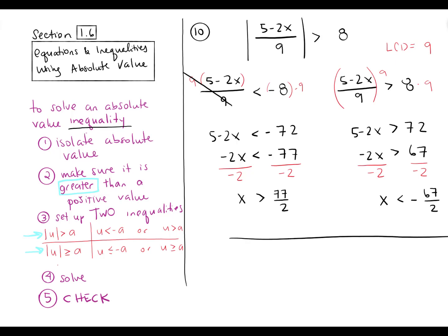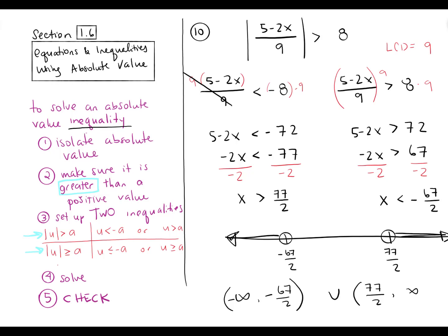Let's put these on the number line. Now 77 over 2 is positive, and negative 67 over 2 is negative. So in this order they go. And we're going to have less than and not equal to, and greater than and not equal to. So what does this look like as a solution set? Well, we actually don't use set notation, we use interval notation. I'm going to say negative infinity to negative 67 over 2, parentheses, union, parentheses, 77 over 2 to positive infinity. And there's our solution.